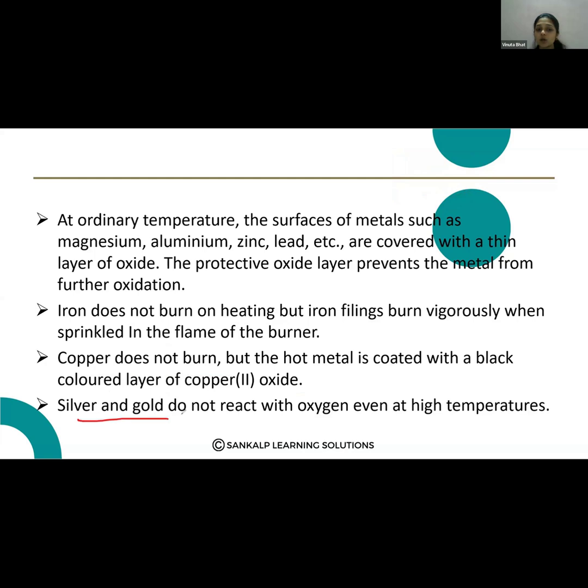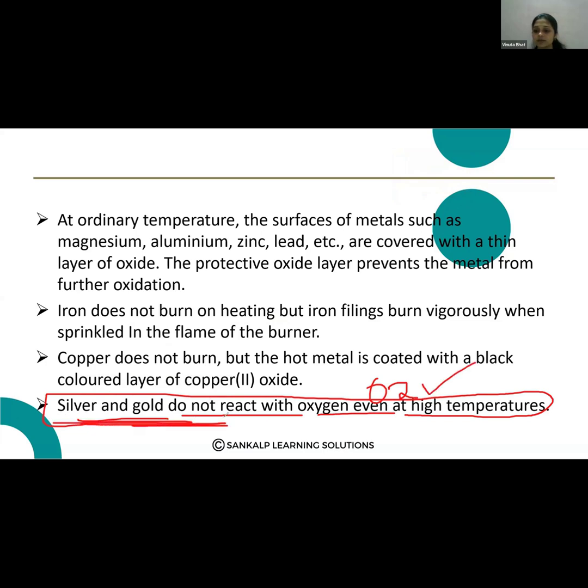And silver and gold do not react with oxygen even at high temperature. So this is very important. The metals which do not react with oxygen are silver and gold. Very, very important. And the black colored coat that is formed around the copper is copper oxide. That is very important. So these are all important things.